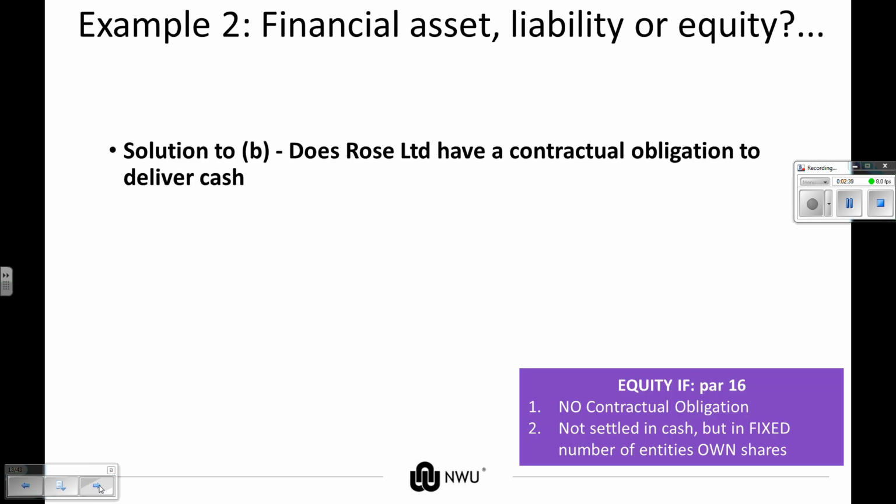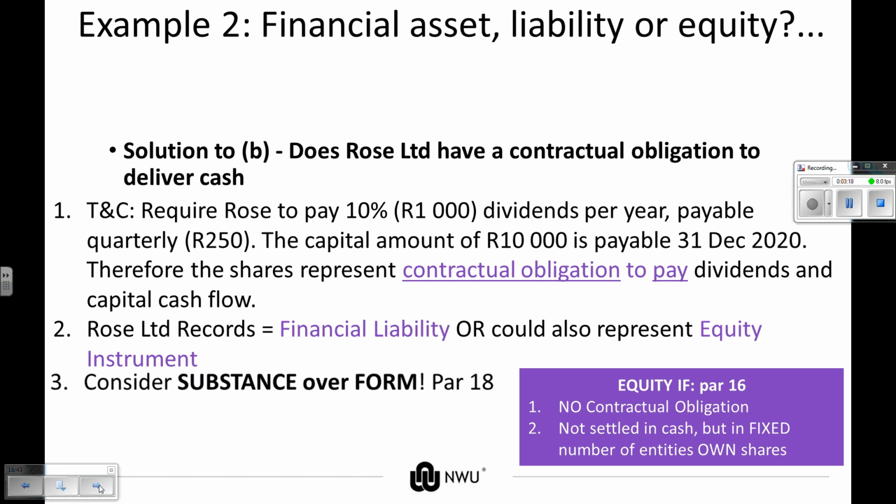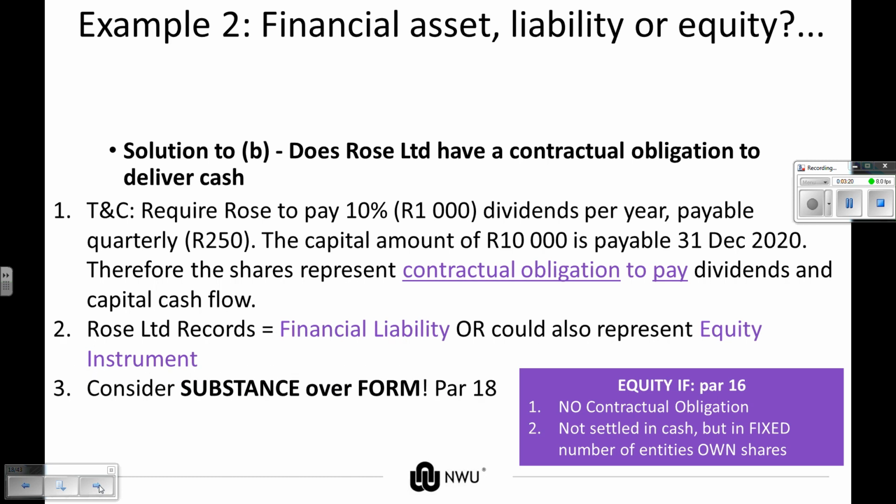Number B is stating, does Rose, as the issuer, have a contractual obligation to deliver cash? And do you agree? Yes. First of all, Rose Limited has to pay 10% dividends per year payable quarterly. They also have to pay the 10,000 at the end, 31st December 2020. So therefore, the shares actually represent a contractual obligation to pay dividends and capital cash flows. So this is then either financial liability or it can be equity.